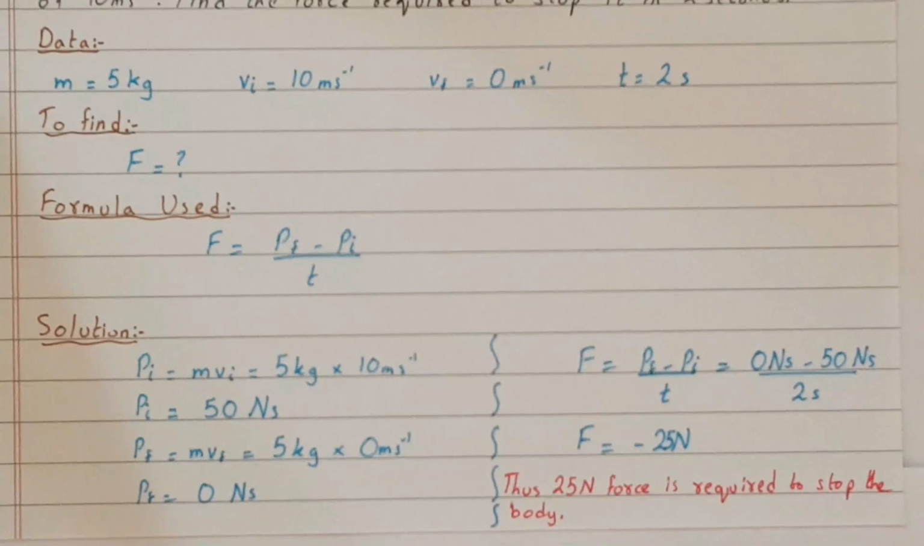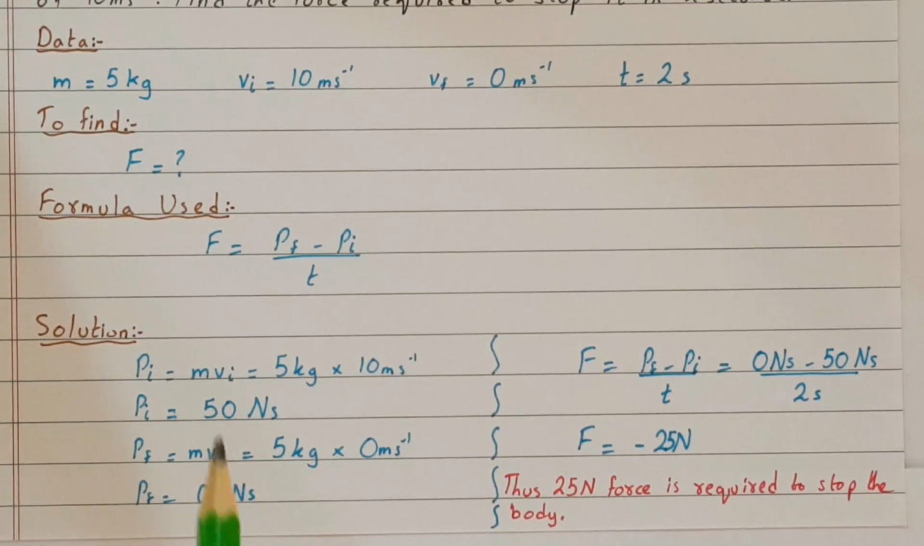Now moving towards the solution, first of all we have to find the initial and final momentum. Initial momentum equals mvi; mass is 5 kg, initial velocity is 10 meters per second, so initial momentum equals 50 Newton second. The final momentum equals mvf; mass is 5 kg but the final velocity is 0, due to which the final momentum also equals 0 Newton second.